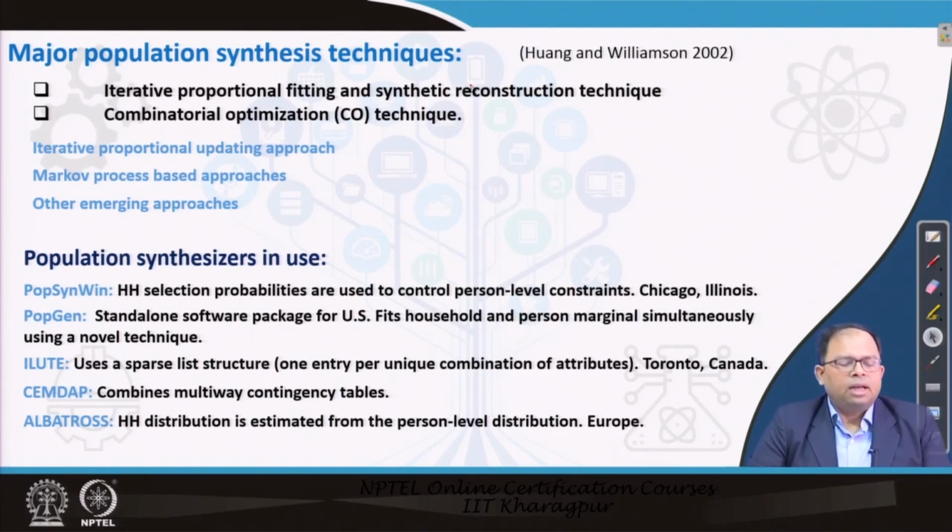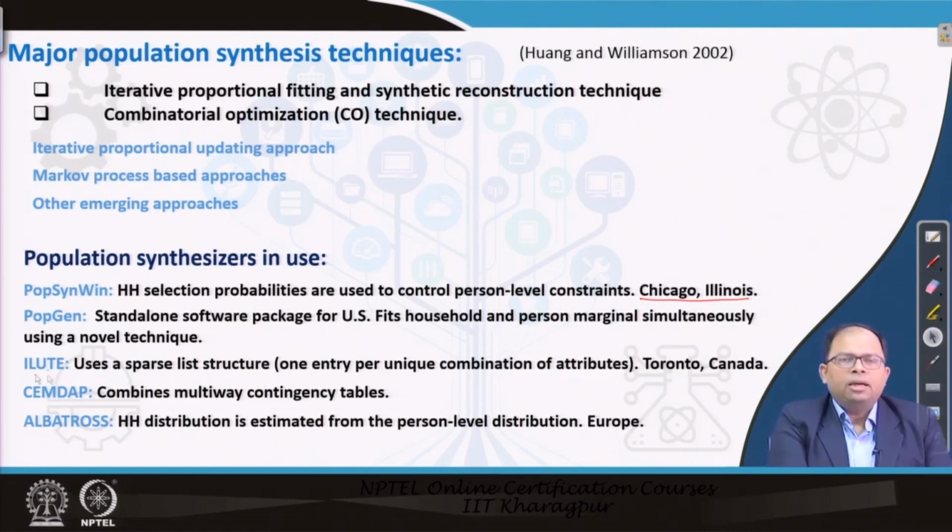These are the different techniques that are used, but there are also several software packages in use, for example PopSynWin. This is a software where household selection probabilities are used to control person level constraints. This is used in Chicago, Illinois. Then there is the PopGen software. This is a popular standalone software package for the US. It can fit household and person level marginals simultaneously using a novel technique.